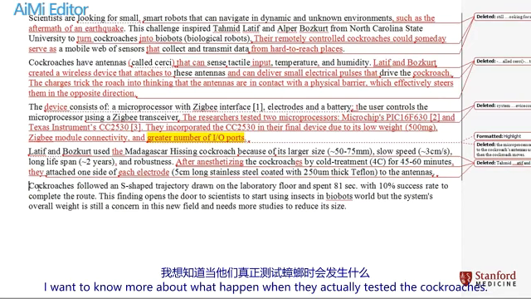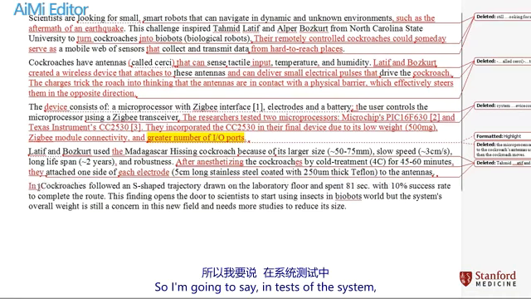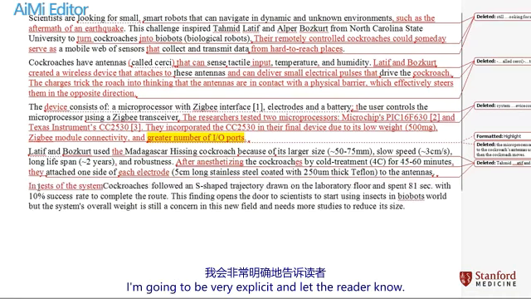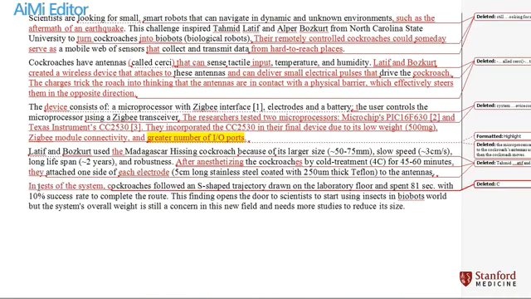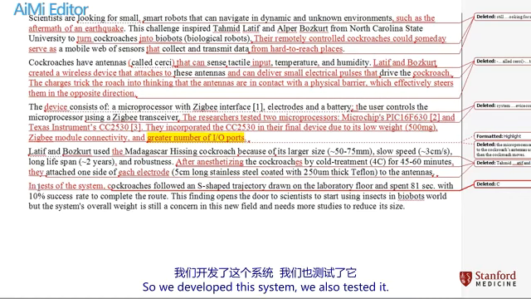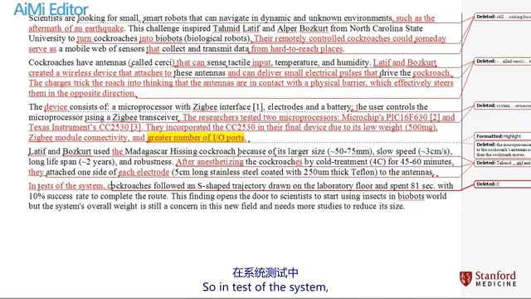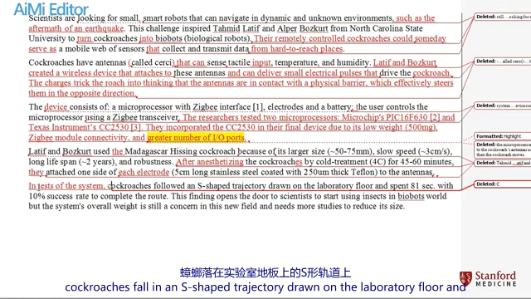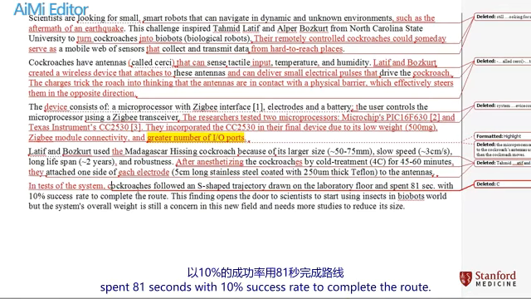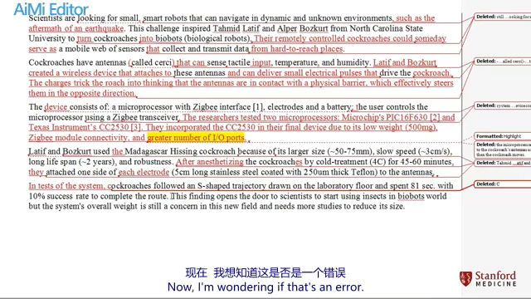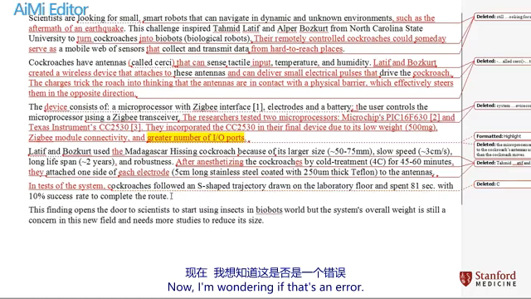I want to know more about what happened when they actually tested the cockroaches. So I'm going to say, in tests of the system, I'm going to be very explicit and let the reader know, hey, we developed the system, we also tested it. So in tests of the system, cockroaches followed an S-shaped trajectory drawn on the laboratory floor and spent 81 seconds with 10% success rate to complete the route. Now, I'm wondering if that's an error.